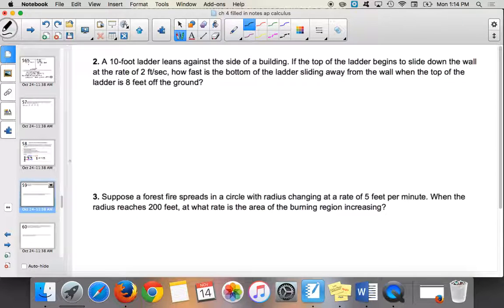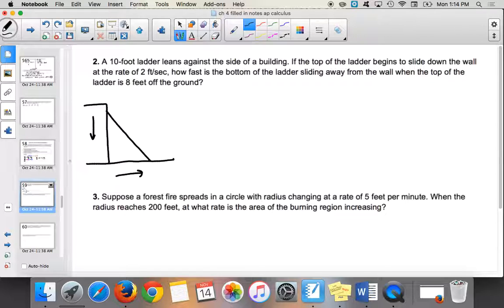Okay, so let's do an example. We'll do some examples that make more sense. It says a 10-foot ladder leans against the side of a building. So we have our building, and we have our ladder. If the top of the ladder begins to slide down the wall at a rate of 2 feet per second, how fast is the bottom of the ladder sliding away? You would think that these are the same. They're not actually the same. I should show you videos of these ladders falling.